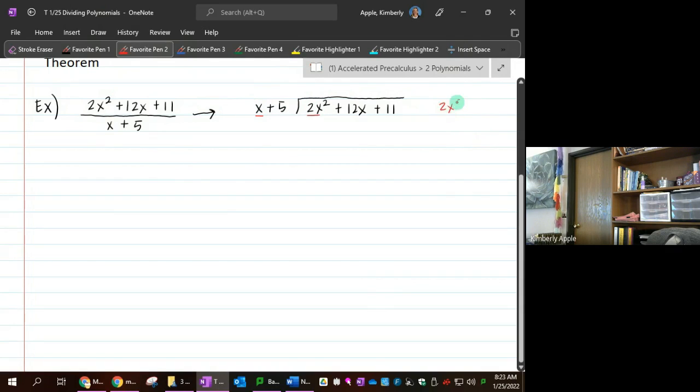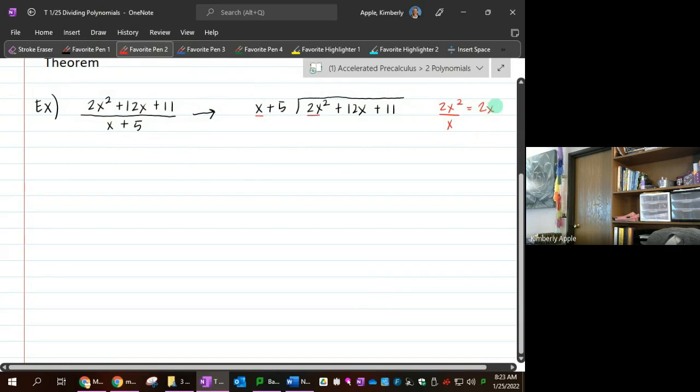So I'm going to take 2x squared and divide it by x, and that's going to give me 2x. I'm going to put that right here. Like I said, I'll come back and explain more thoroughly what I'm doing and why. So then I'm going to take this and multiply it by both of these. I'm going to distribute it.